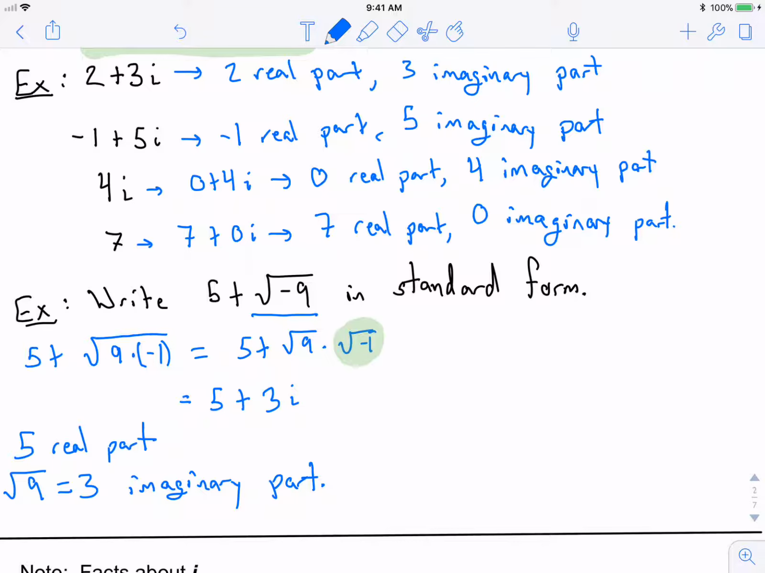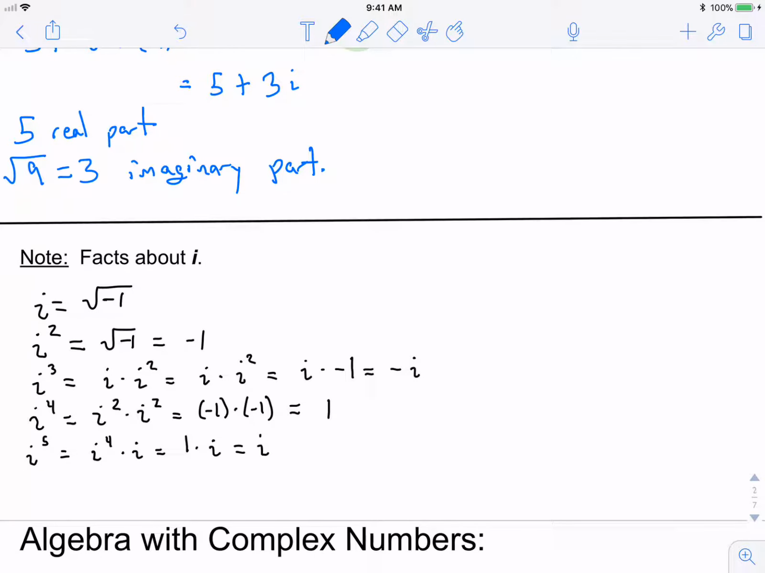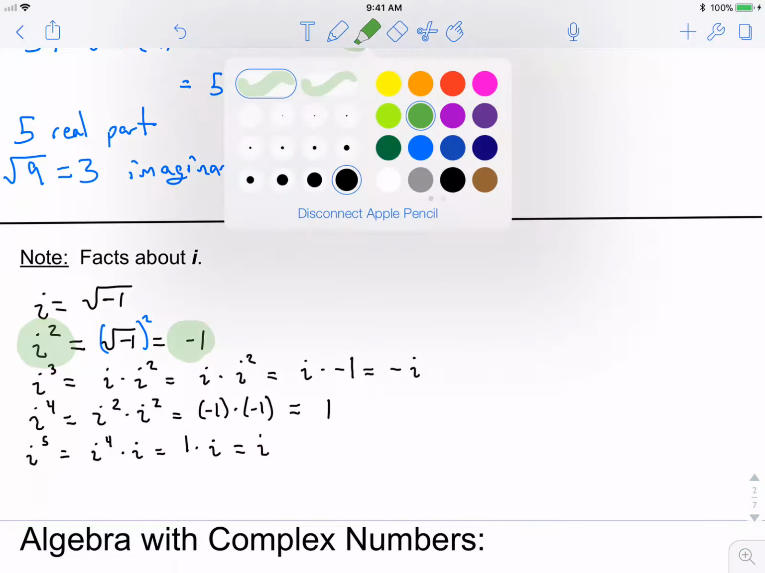Okay, so let's look at some simple facts about i here. i is a very nice number, and it actually loops around. It can't get too complicated. So if we start with the original definition of i, we say i is equal to the square root of -1, and then we'll start squaring it. So here, i squared should be the square root of -1 squared. Squares and square roots cancel out, so all we're left with is -1. So i squared actually becomes a real number, and that number is -1.